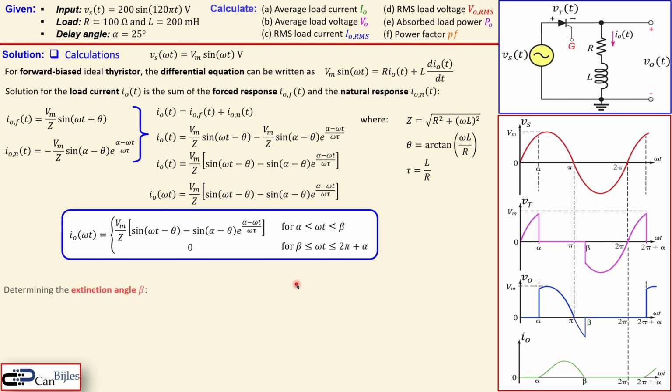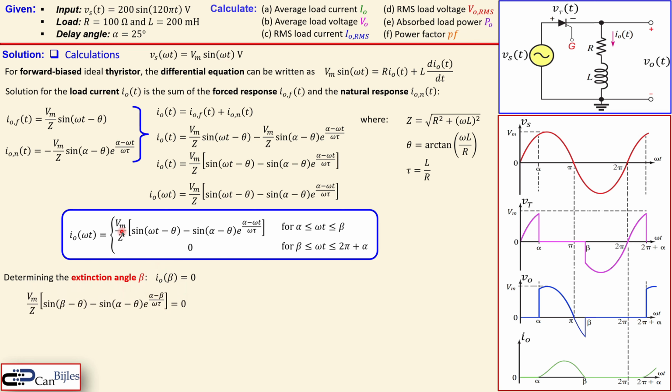Let's go to the next part, which is our extinction angle beta. This is an important parameter because we need to determine it. We know the alpha, but we don't know the beta yet, and that is important for the calculations. Now that is the point where you have the load current also 0. So there are 2 points where the load current is 0, at alpha and at beta. So if I get this equation here, and equate that to 0 and evaluate that at beta, I can determine the equation to determine the beta.